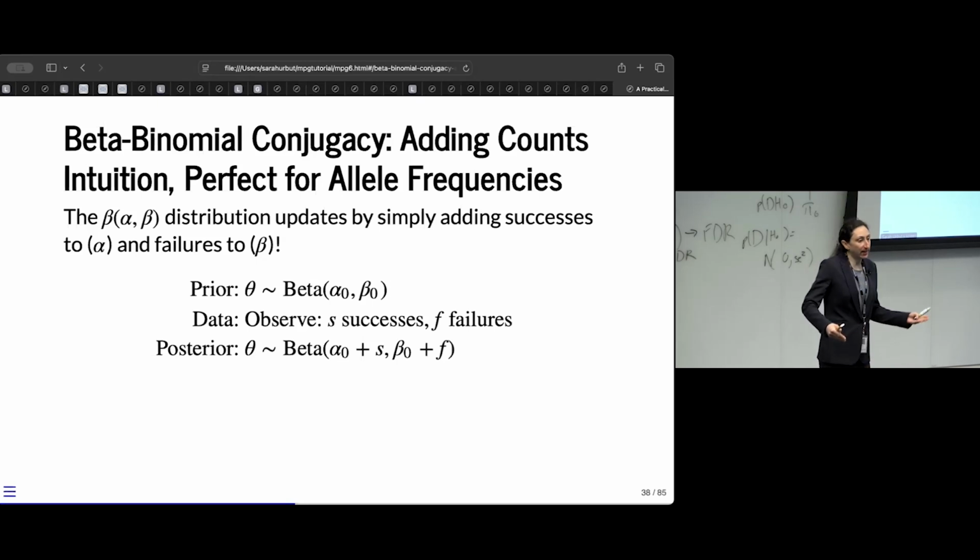Okay, all right. So then we observe so many successes and so many failures. Perhaps that's allele counts, perhaps it's coin tosses, et cetera. And what's beautiful is instead of having to do that complicated calculus, we just add the successes to alpha and we add the failures to beta, or however you want to parameterize it.